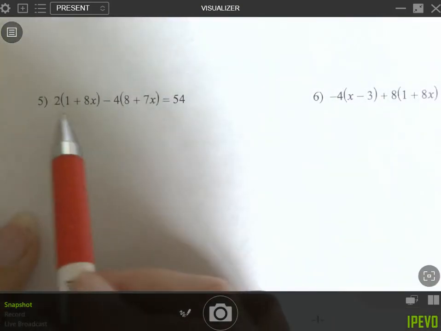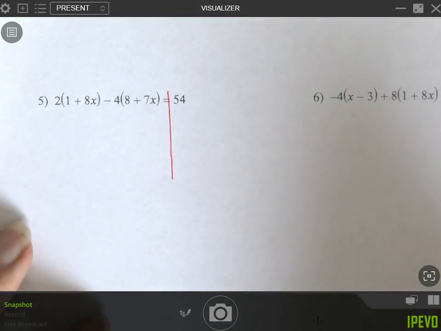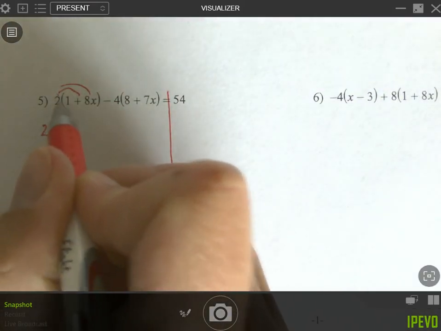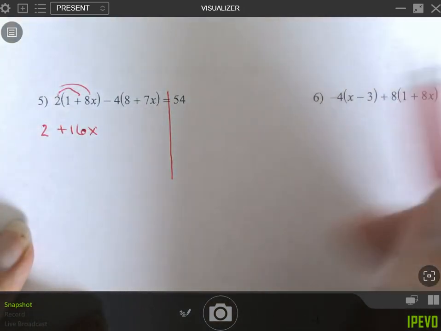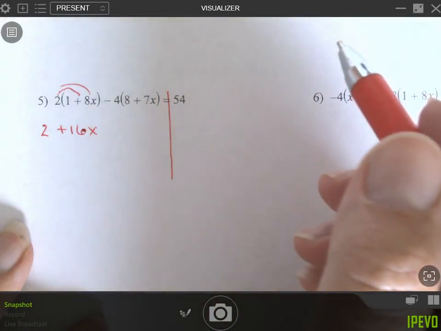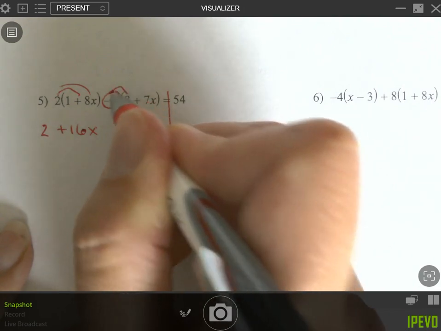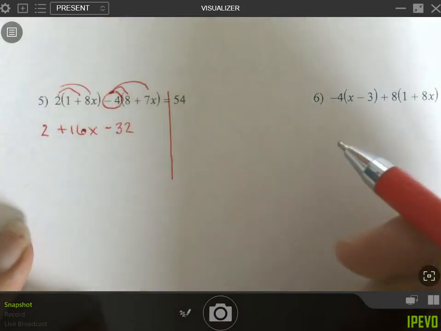I have a lot of stuff on the left-hand side, just equals 54. So before I do any moving and crossing the line, I want to clean it up. So I'm going to do distribution, right? So 2 times 1 is 2. 2 times 8 is positive 16x. Now, what am I distributing to the next set? What am I distributing here? You said the what? The -4. That's what I want to catch. Don't lose the negative sign. So -4 times 8, -32.